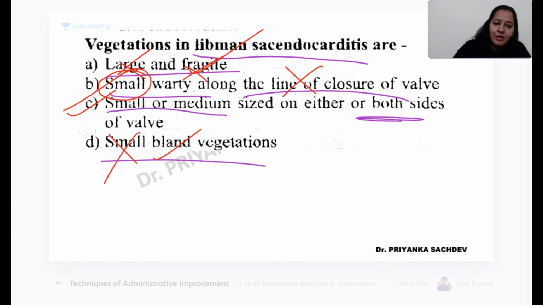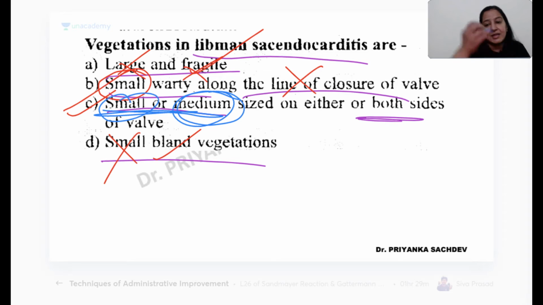Now look at the third option. They are small or medium. So basically they are medium, but they can be small also, let's accept that. And they are present on both surfaces. So the third option is correct. So the correct answer here is C.